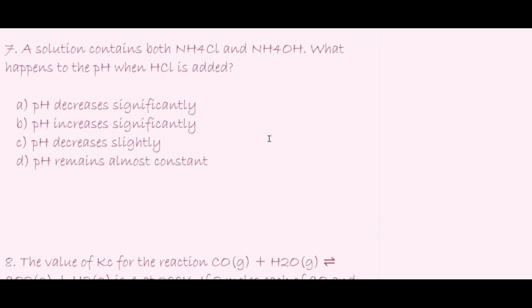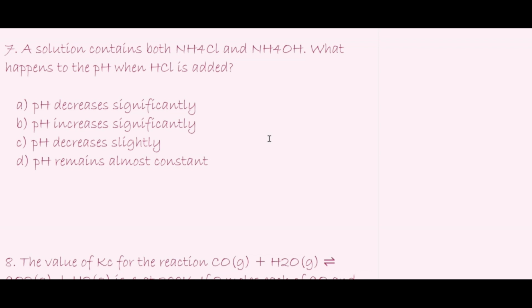Next question. A solution contains both ammonium chloride and ammonium hydroxide. What happens to the pH when HCl is added? It has ammonium chloride and ammonium hydroxide, so this is a buffer solution, isn't it? A weak base and its salt. When HCl is added to it, what will happen? H plus reacts with OH minus to form water.